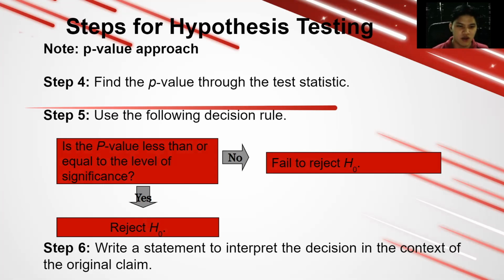Now, the question arises: is the p-value less than or equal to the level of significance? If yes, then we reject H0. If no, we fail to reject H0. So that's step 5. The last step, which I mentioned a while ago, is the claim that we'll write, the conclusion or the verbal statement. Step 6 is to write a statement to interpret the decision in the context of the original claim.